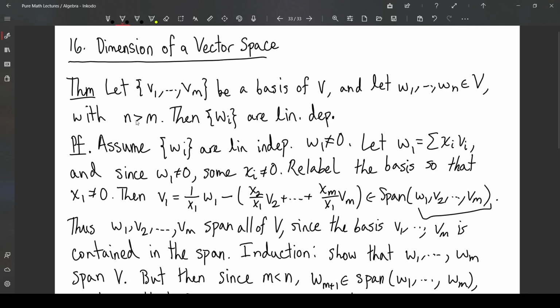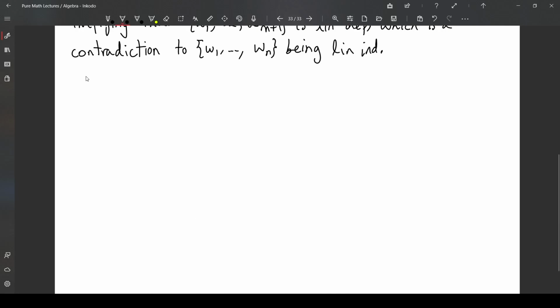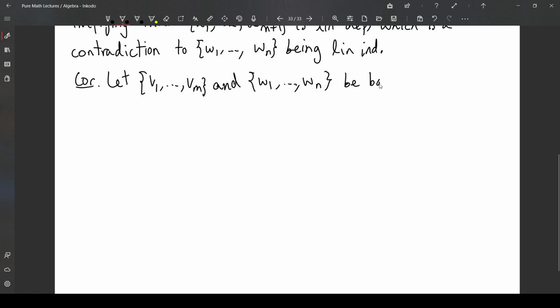Okay. So this is sort of like a really technical theorem. So let's see what this allows us to prove. So I'm going to state a corollary. So let v1 through vm and w1 through wn be bases for v, then the claim is that m is equal to n, right? So if I have two bases for v, then they have to contain the same number of elements.